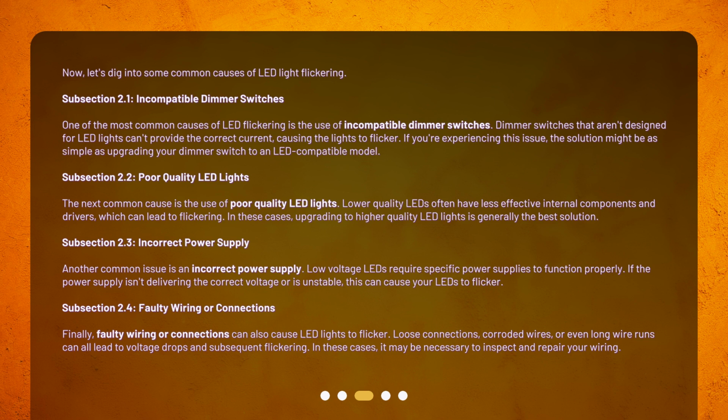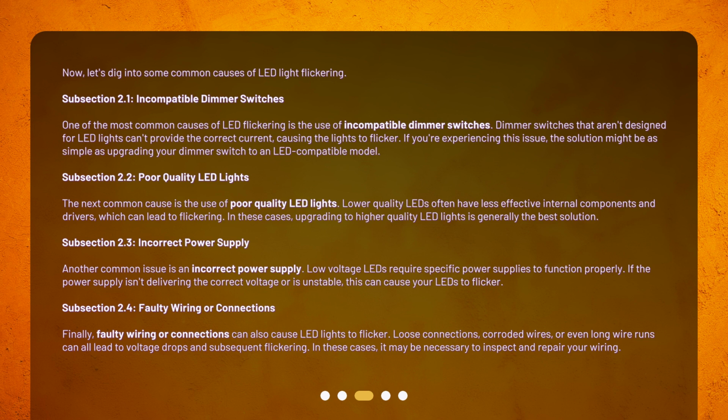Subsection 2.3. Incorrect power supply. Another common issue is an incorrect power supply. Low voltage LEDs require specific power supplies to function properly. If the power supply isn't delivering the correct voltage or is unstable, this can cause your LEDs to flicker.